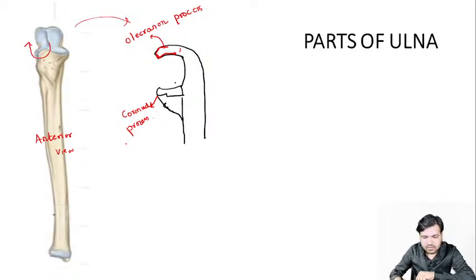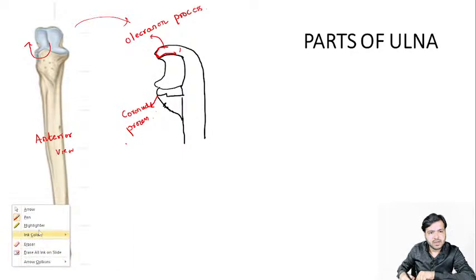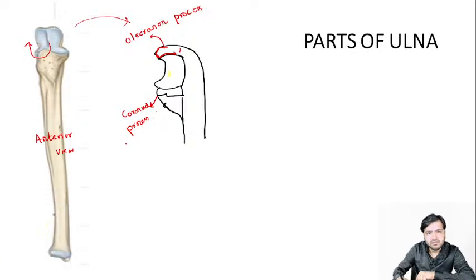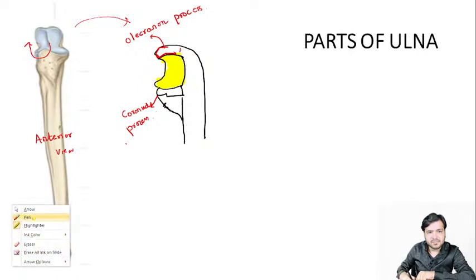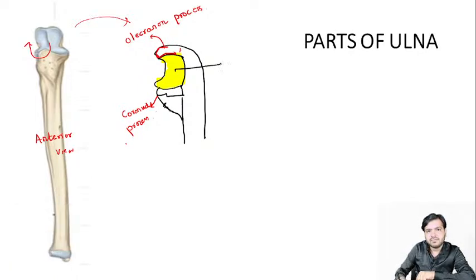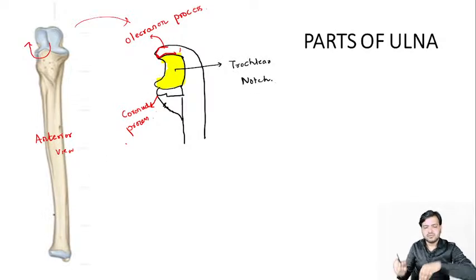Over here you are very well able to see that we have the trochlear notch. This particular part which I will be shading right now is the trochlear notch. Projections of the bone, very good, Astha. It is the projection of the bone. And this part is basically the trochlear notch.